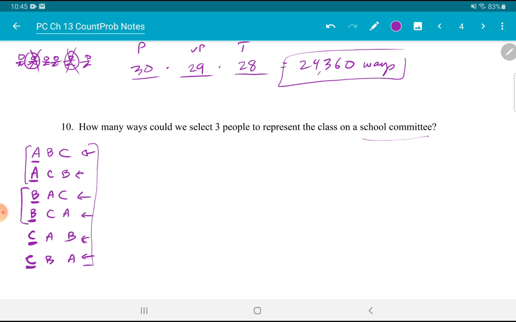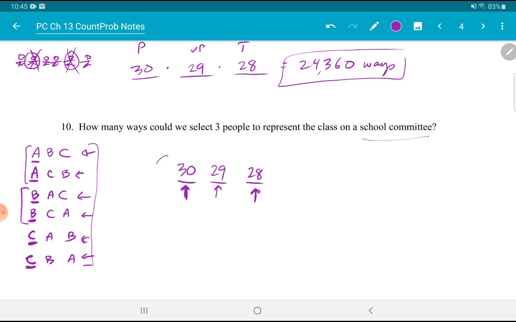Now, because we get the same committee, again, you're thinking, okay, in the school committee, we had 30 people to choose from. So in this spot, right here, that first choice, you had 30 people to choose from. You also had 29 people to choose from once you selected that first person in slot A. And then you again had 28 people to choose from in this slot here.